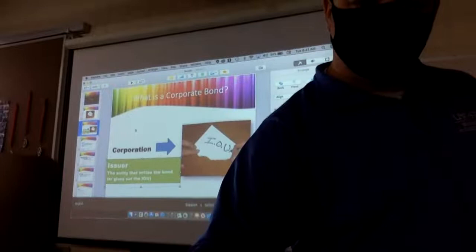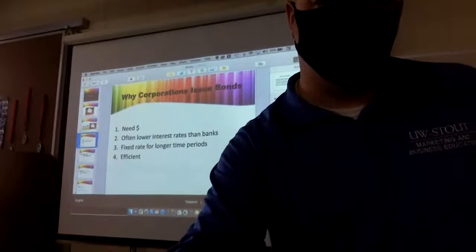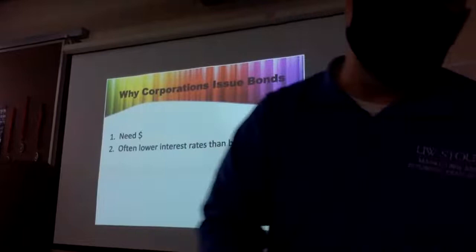All right, the issuer is the entity that writes the bond or gives out the IOU. Now, why do corporations do this? Well, corporations are going to want money. Often, this is a lower interest rate than what a bank would give them.